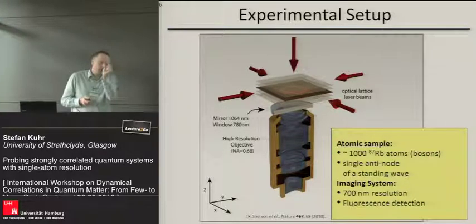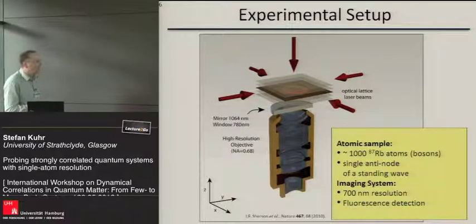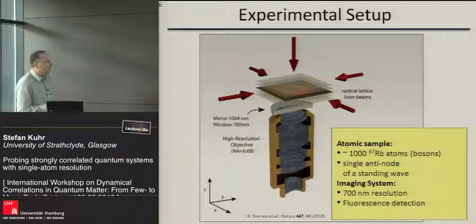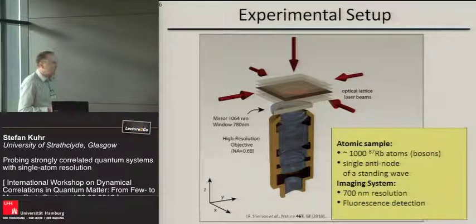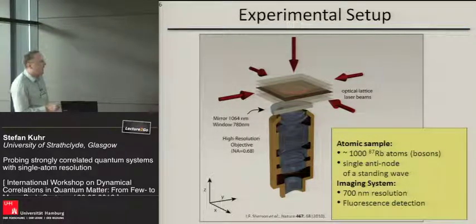As I said, we want to resolve atoms on neighboring lattice sites. For that purpose, we designed a very high resolution optical imaging system with a numerical aperture of 0.68, and we obtain at 700 nanometers a resolution of roughly 700 nanometers, which is almost the same as the spacing between 2 lattice sites. And typically all the experiments I will be presenting in the following start with roughly 1,000 rubidium atoms in a single antinode of this vertical standing wave.